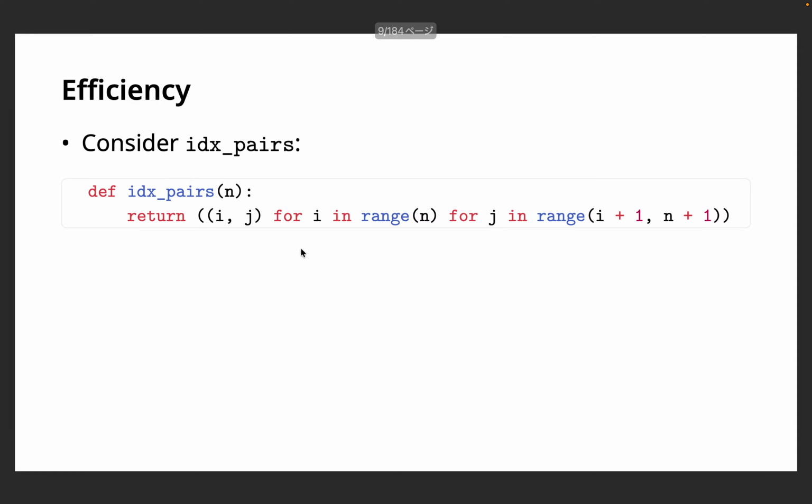Okay, so let's go to another example to more easily see what kind of difference we're working with. This is the index pairs function. We went over this during comprehensions. This just generates all pairs i and j, where i is less than j. We usually use this function if we want to get pairs out of some kind of sequence. And this is one way of implementing that function.